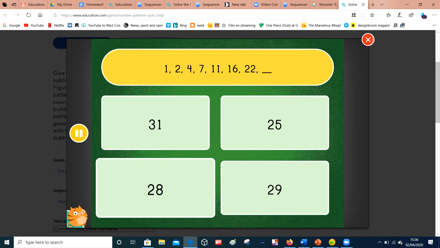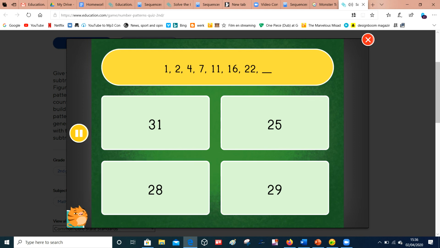Again, this one looks a little bit funny. 1, 2, 4, 7, 11, 16, 22. Should we ask the little cat for some help? You got it. Oh, no, that's true. I'm going to let you play with this one, okay?